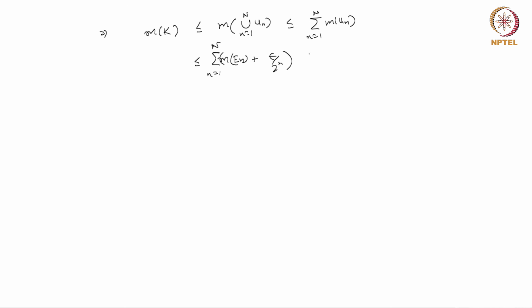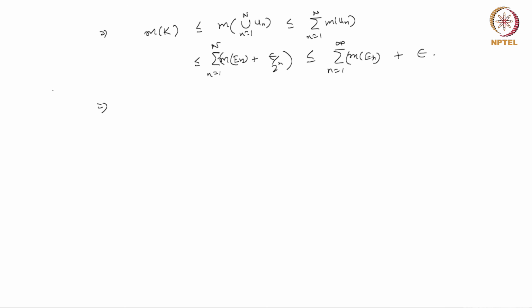So then again we can use the finite subadditivity property. So mK is less than or equal to the measure, just as we did before, of the finite union, which is less than or equal to the finite sum of m Un, which is then less than or equal to the sum n equal to 1 to capital N of m En plus epsilon by 2 to the power n, which is again less than or equal to the sum n equal to 1 to infinity of the measure of En plus epsilon. So epsilon is a fixed quantity, so it remains finite.